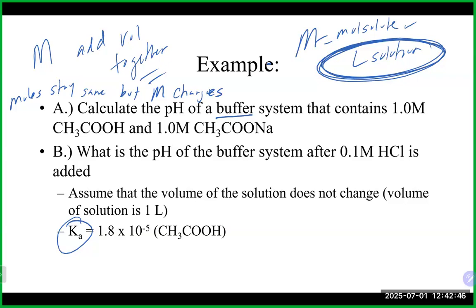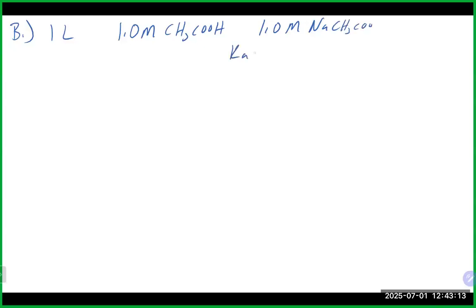So let's take a look at this together and see how we would do this. Again, in this situation, we're going to assume everybody has 1 liter of volume. It's going to be constant. It is normally not constant, so you normally have to take the volume into account. We have the same molarity of acetic acid in a solution with the same molarity of sodium acetate, same Ka value, 1.8 times 10 to the minus 5. But in this case, we're going to add 0.1 molar HCl.